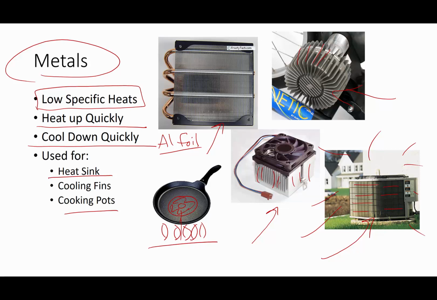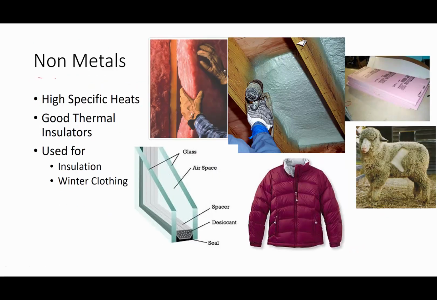But the metal is just really good at transferring heat. Non-metallic things tend to have high specific heats. They're very good thermal insulators, and we use them when we want to prevent heat from moving. Things like fiberglass, sprayed foam, pink foam, lofty things like goose down, polar fleece, wool.